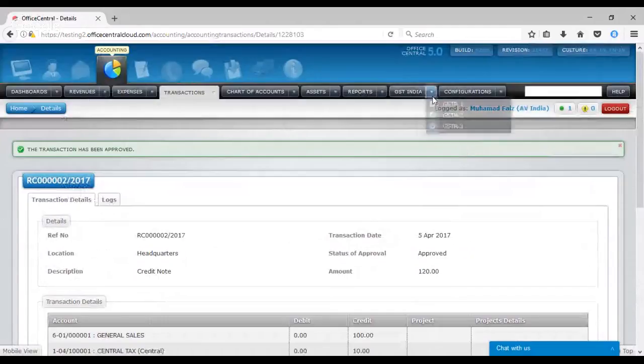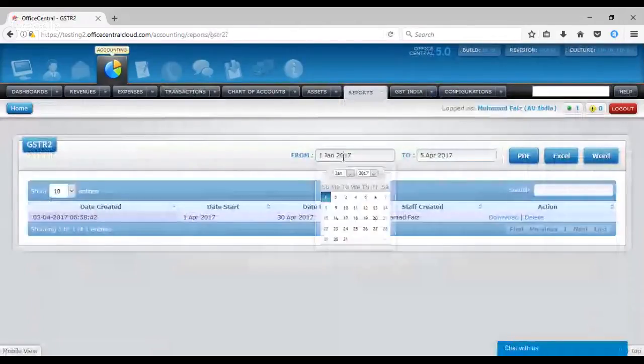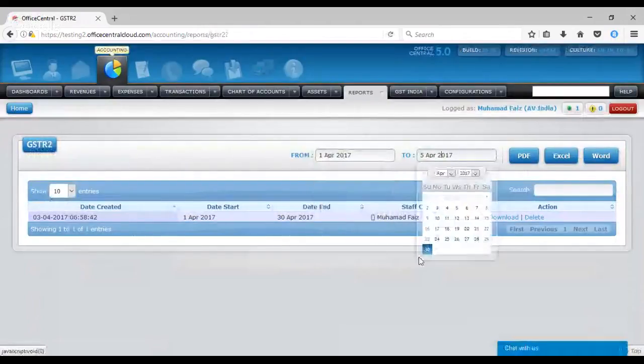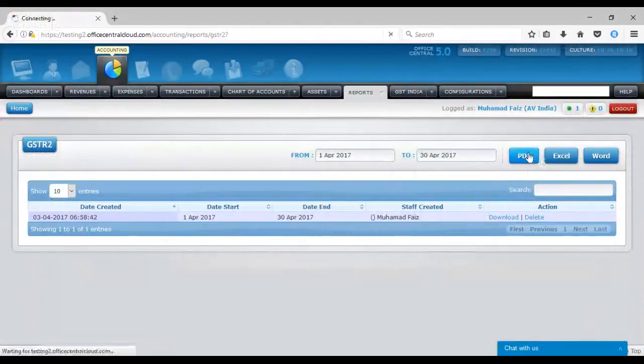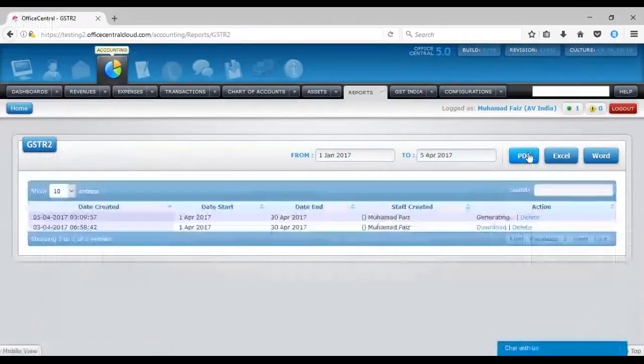How do you generate the GST R2 report from this? So you just click GST R2, and then this is for, let's say, 1st April to end of April report. Select the date, and then you generate the report. Click the PDF, and then you generate the report. Now we are generating the report, and just wait.